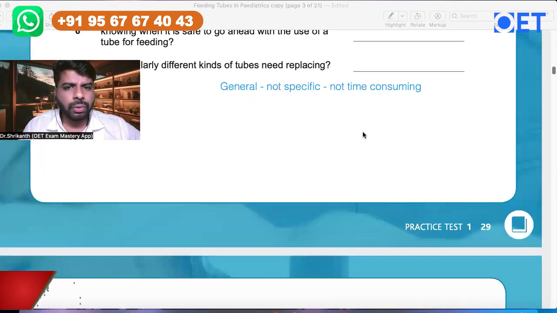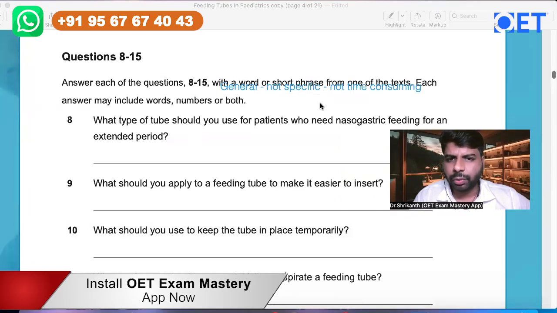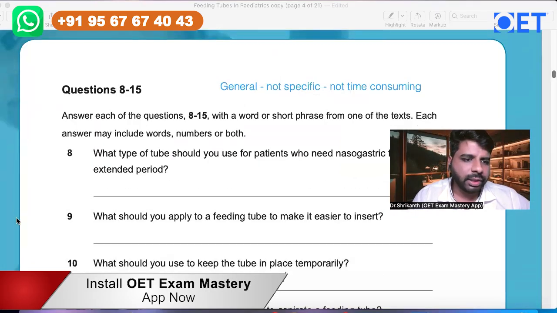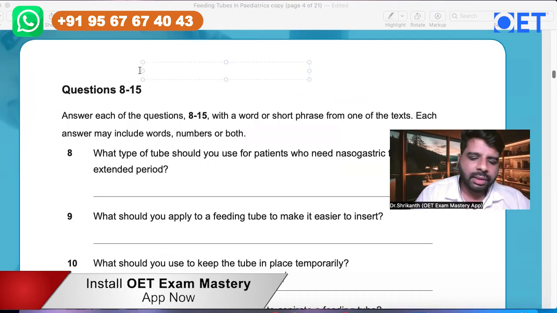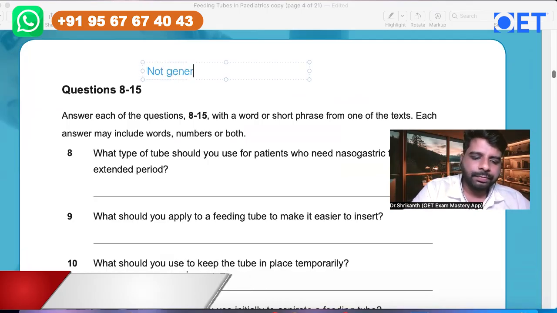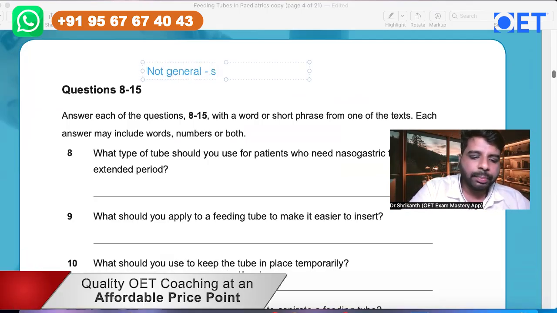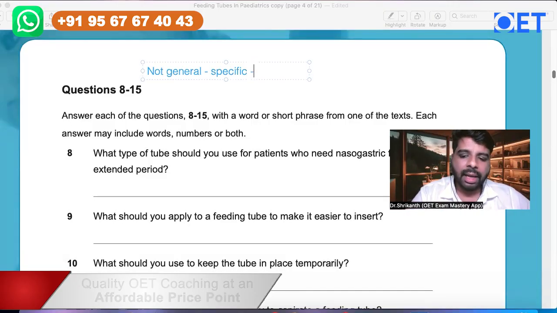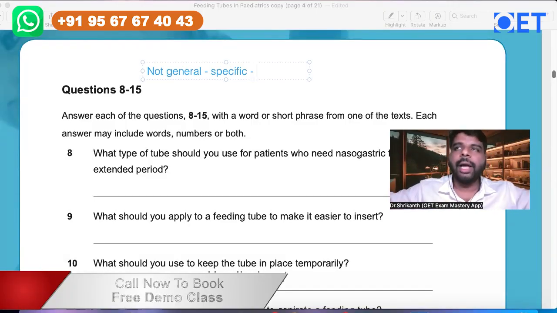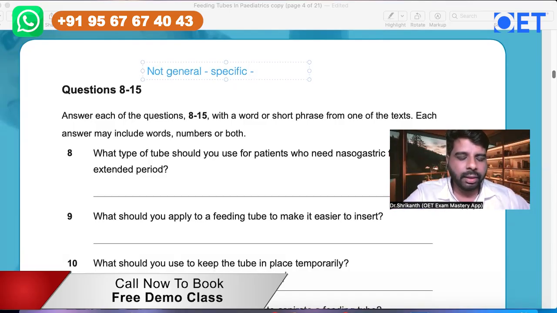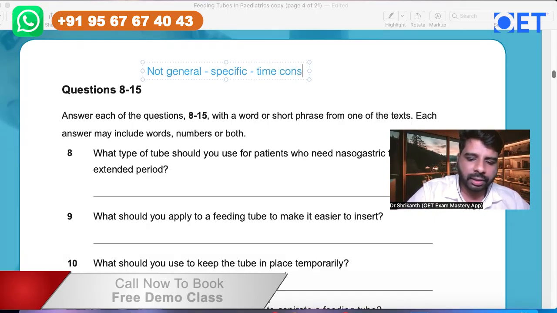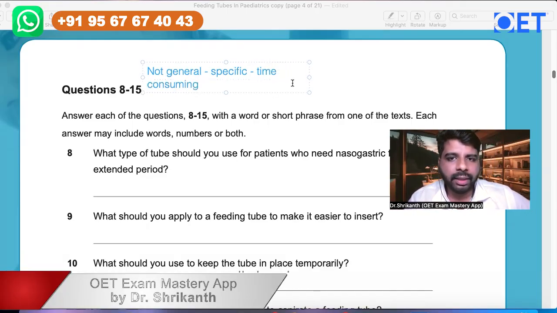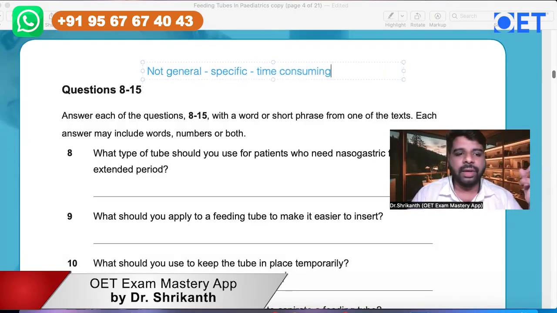Whereas if you come to short answer type questions, that is not the case. Short answer type questions as well as fill in the blank questions are not general questions. They are specific. There is a specific answer. So they are asking, what type of tube should you use? That's a very specific answer, and therefore you need to hunt. You need to locate where the answer is hidden. And that takes time. So therefore, these are time-consuming questions. You need to understand short answer type questions as well as fill in the blank questions.